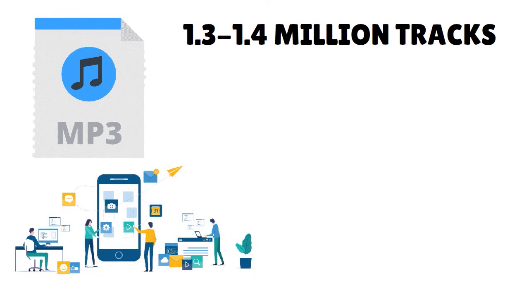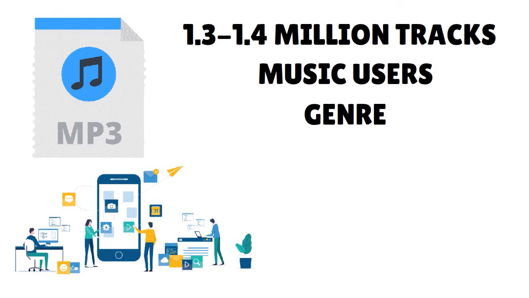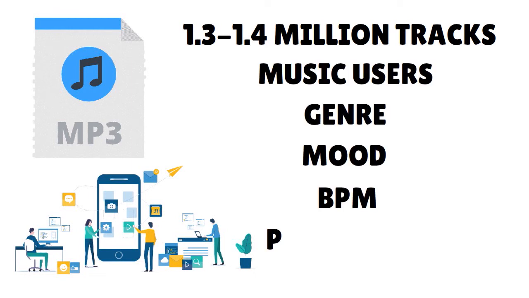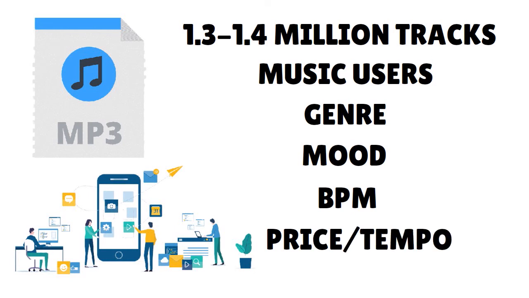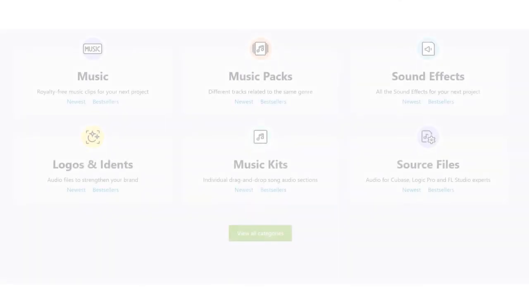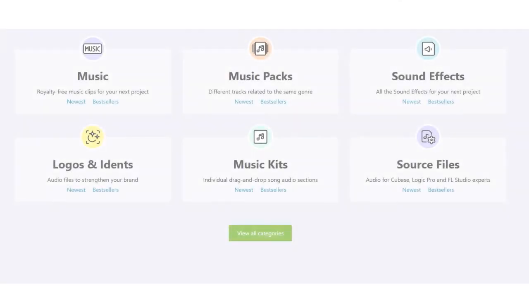As a user, you can filter results by genre, mood, BPM, price, or tempo. This is really good. AudioJungle also offers a weekly summary of the most popular files, category lists, user compiled collections organized by themes, featured files chosen weekly by the site editors, and portfolios of the top artists. So you have a more curated process at AudioJungle.